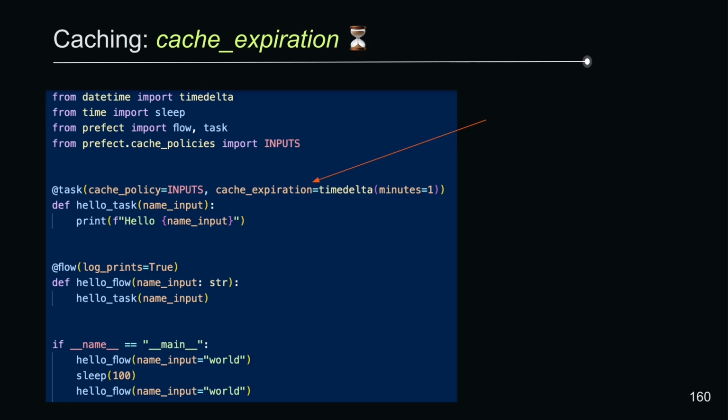So we are using the inputs cache policy for this task, and we are also setting an expiration of 1 minute. So once that expiration time elapses, then the cache will essentially be refreshed and the previously cached results will not be used because they're expired, and then the task will run the next time this flow is called.